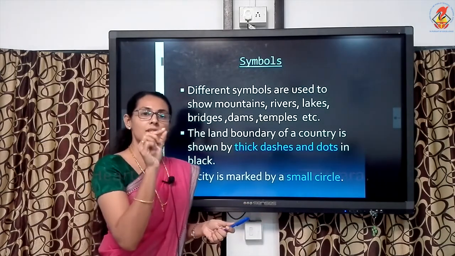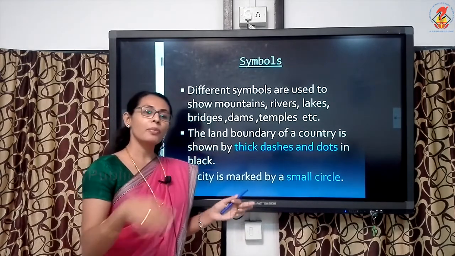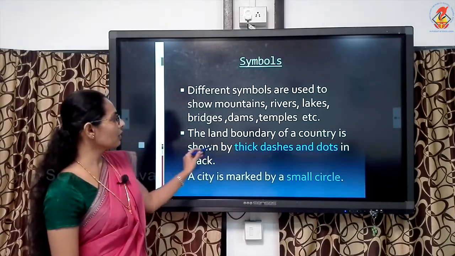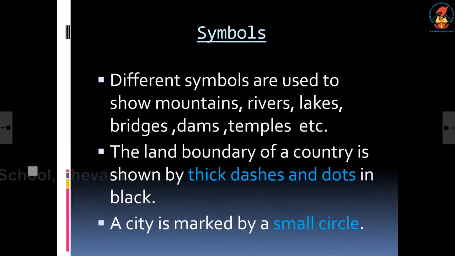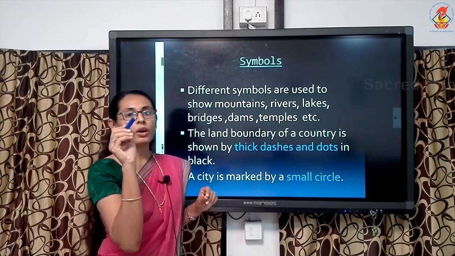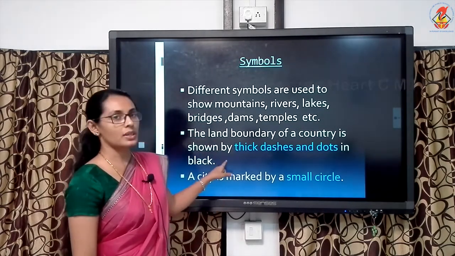So we are just following certain symbols. Every map follows the same type of symbols. For identifying the land boundary, we show thick dashes and dots. Sometimes we put a thick dark dot or a certain dash. We know the dash-dot. For identifying the borders between countries, we are using it.